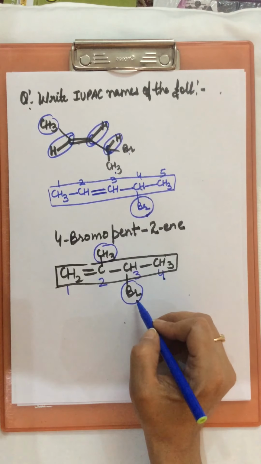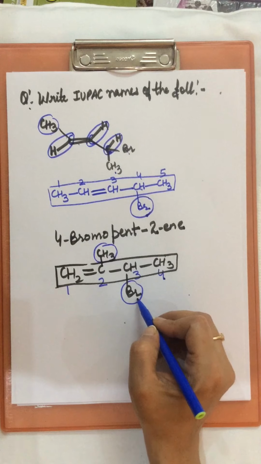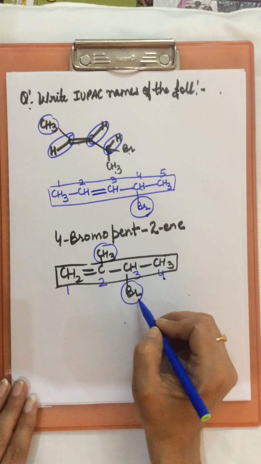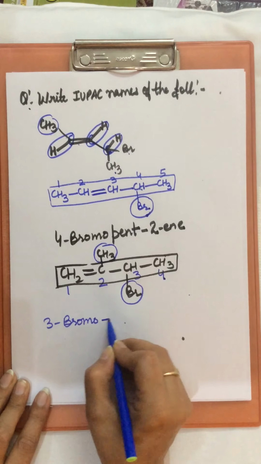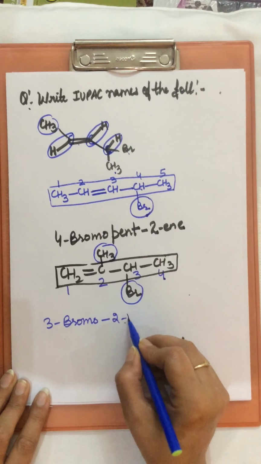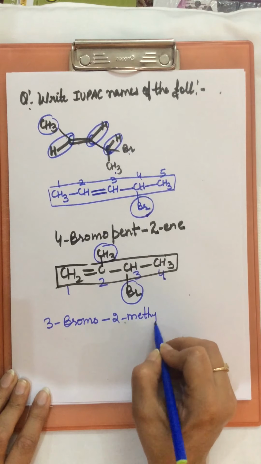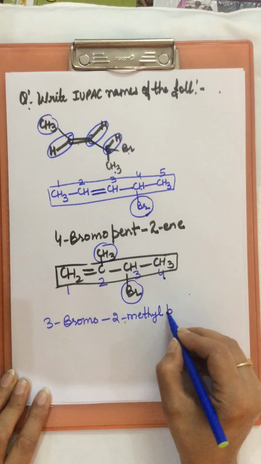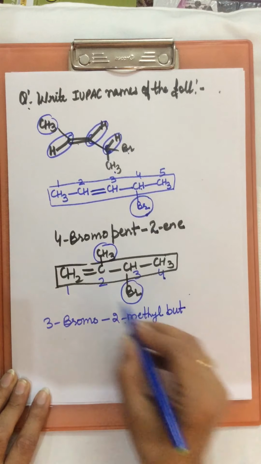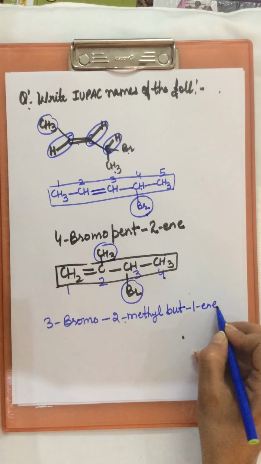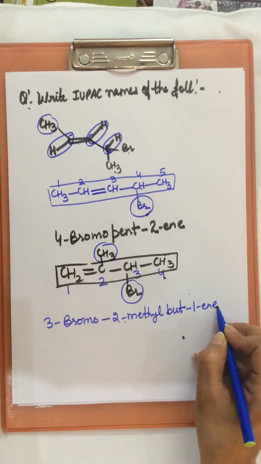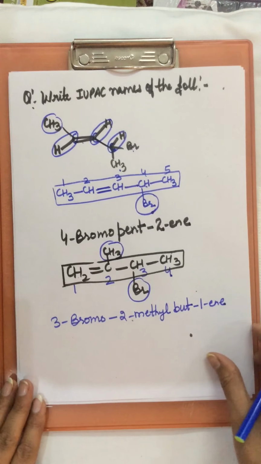Name of the compound, write the name of the substituent first in an alphabetical order. So first will be the Br, 3-bromo, and with second carbon there is a substituent methyl, so 2-methyl. Then chain, 4 carbon atoms, but, and there's a double bond with the first carbon, so 3-bromo-2-methylbut-1-ene is the IUPAC name of this compound. Next, NCERT question, the in-text question in this chapter.